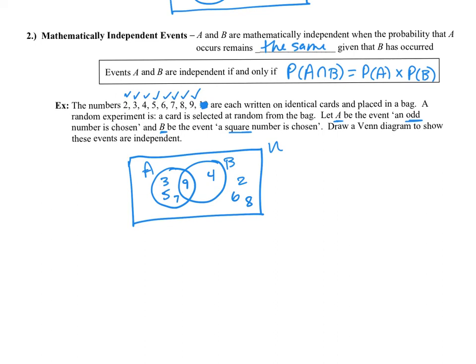So now let's show that these two events, that a number being drawn is odd and a number being drawn is a perfect square, are mathematically independent. We'll do that by showing that the probability of A and B happening at the same time is the same as the probability of A times the probability of B. So let's figure out all those probabilities.